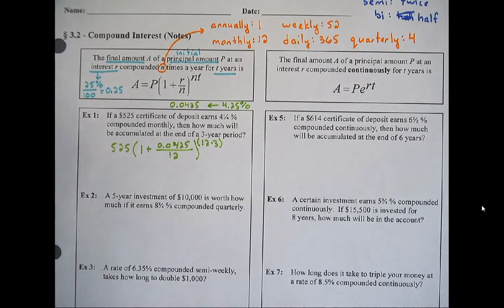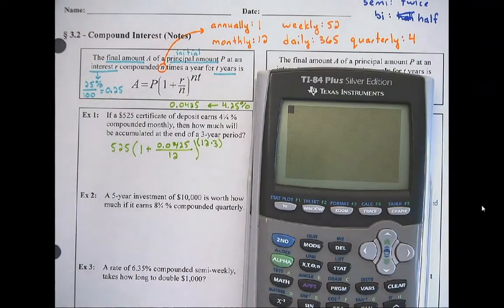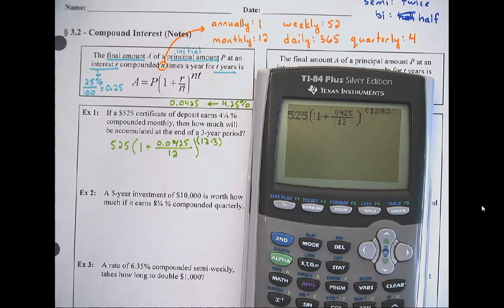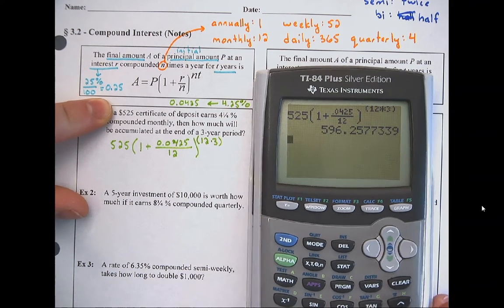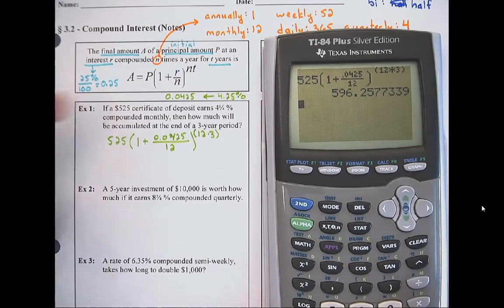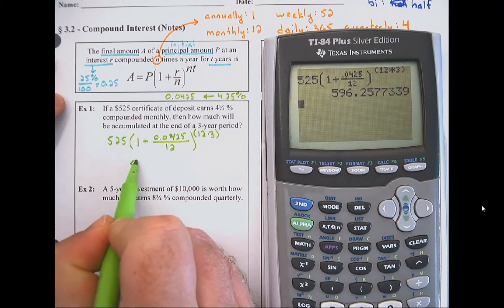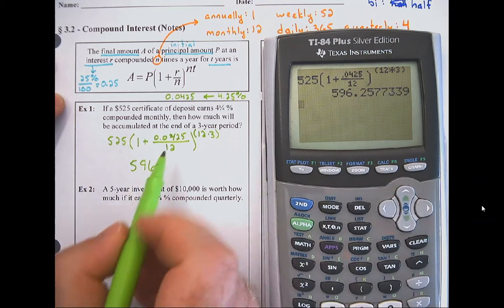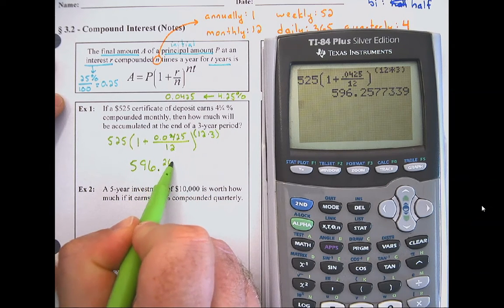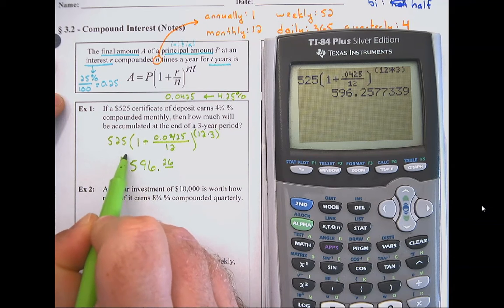All right, the rest of this I'm going to use on my calc. 525 times the quantity, 1 plus. I'm going to use my fraction button because I have fancy calc. 0.0425 over 12. Close it, like I said, I like to use parentheses. You don't have to if you have fancy calc. And it turns out our $525 will have turned into $596 at the end of the 3 years. And let's round always to 2 decimal places when it comes to money. So that should be 26, rounded properly.